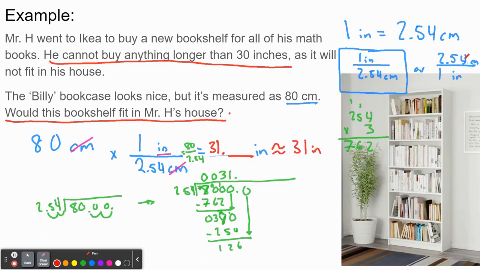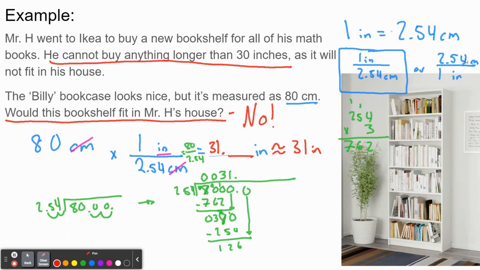So, would this bookshelf fit into Mr. H's house? No. We cannot buy Billy the bookshelf because he's too big, he's too wide. And that's it. This looks like a lot of work, but that's really down to the long division. Past that, it's just setting up your equation, finding your rate to convert units, and that's it. That's all you gotta do.